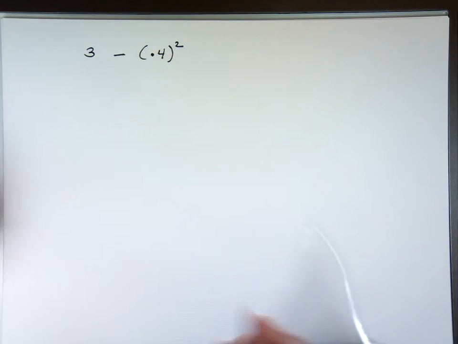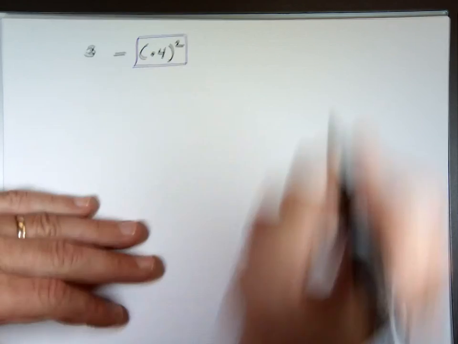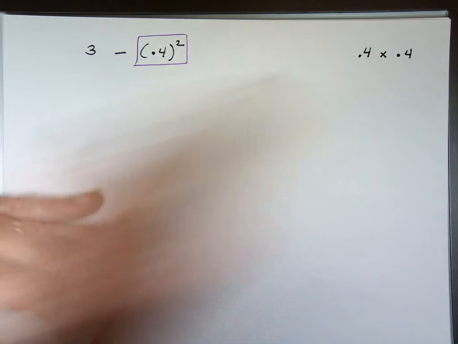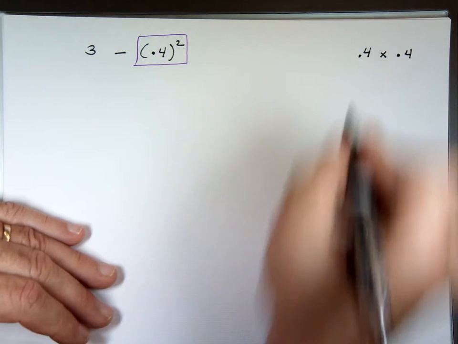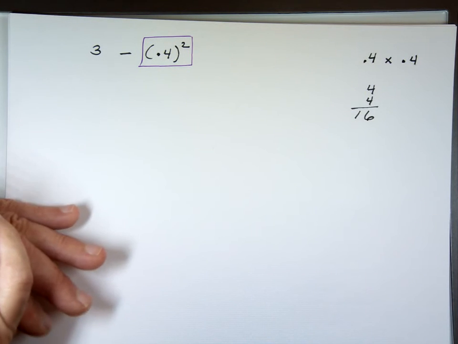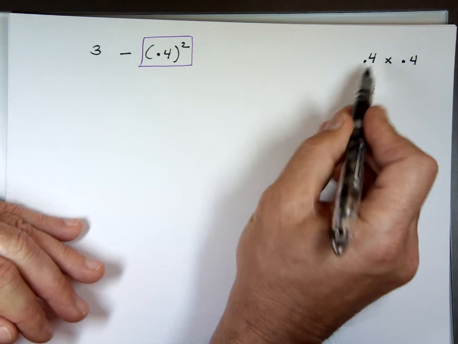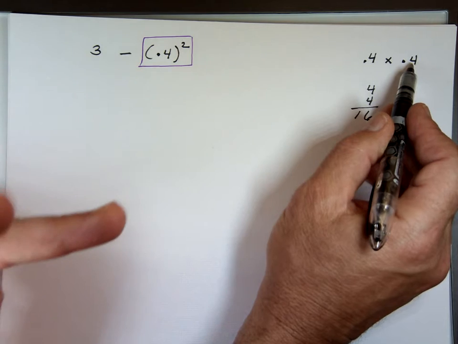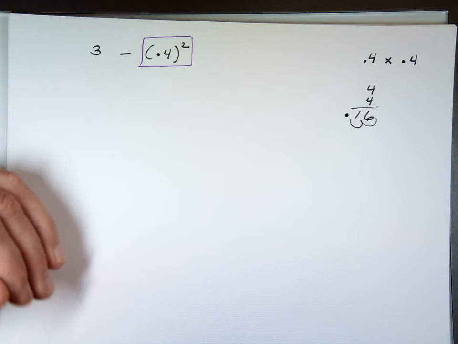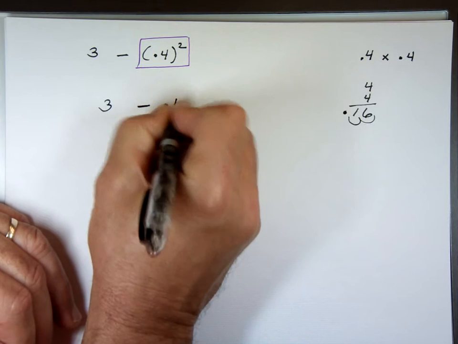It says 0.4 squared. What does that mean when something is squared? Multiply it by itself, yes. So here we go, 0.4 times 0.4. Let's do that. I go to the side and I multiply them. 4 times 4, that's 16. I have to move the decimal point how many places here? There's one digit here and one digit here. That's 2 places. 1, 2. So this is 3 minus 0.16.